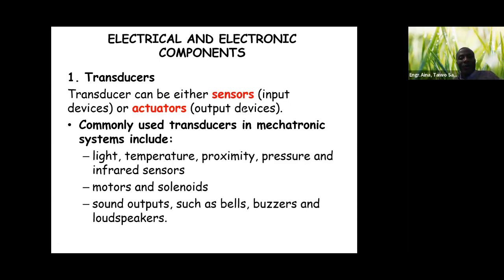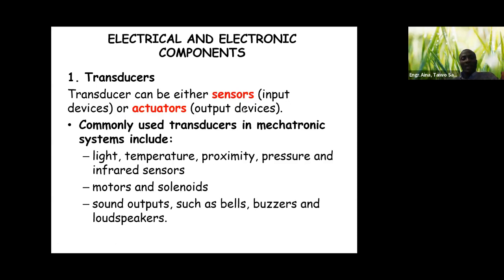Now, for instance, if I need to get the temperature of my environment, there is a need for me to sense the temperature of my environment. Then I can use a temperature sensor to achieve that. So when it senses that, my environmental temperature, which is not an electrical signal, can then be converted to an electrical signal.